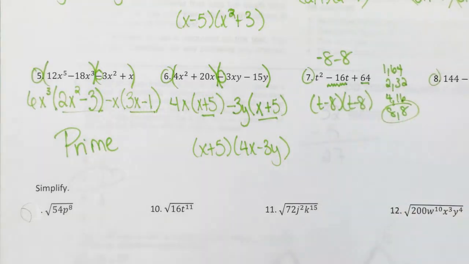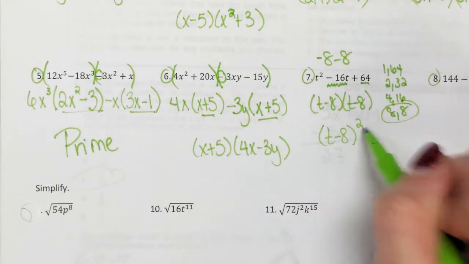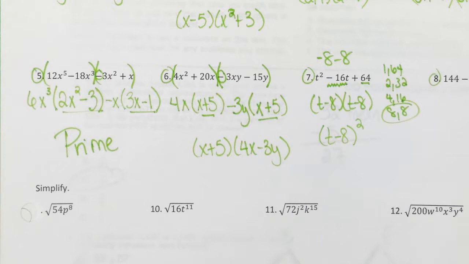But you will never see that as a multiple choice answer. Why? T minus 8. Look at you go.